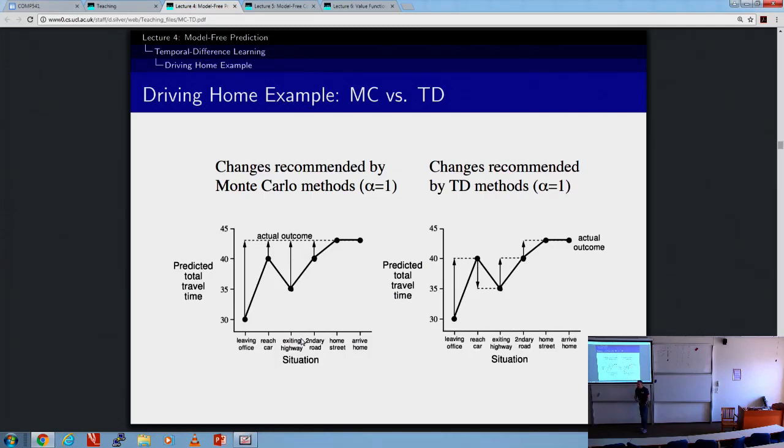Every time I go to a new state and I get some new information, I try to update my previous state to be more consistent with the new information. So the TD update and the Monte Carlo update for this problem will be different. Any questions about this example? Okay, one more example.